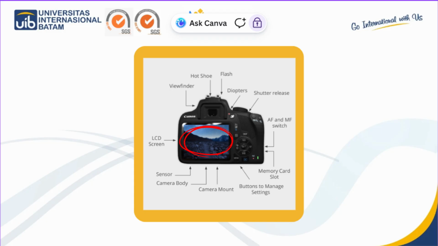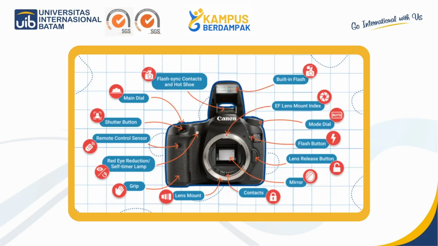Next is the remote control sensor. This is what connects the camera to a remote control to trigger the shutter from a distance or at a predetermined time. Next, we have the shutter button. This is the physical button pressed to capture or record an image. Next, we have the reflex and relay mirror. This is a mirror positioned at a 45-degree angle to reflect the light from the lens to the viewfinder. This specific component is only found in DSLR cameras.